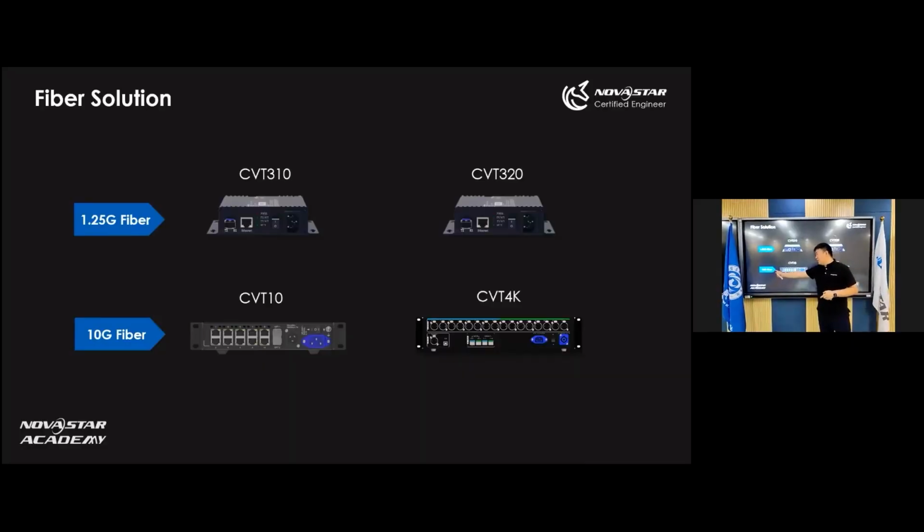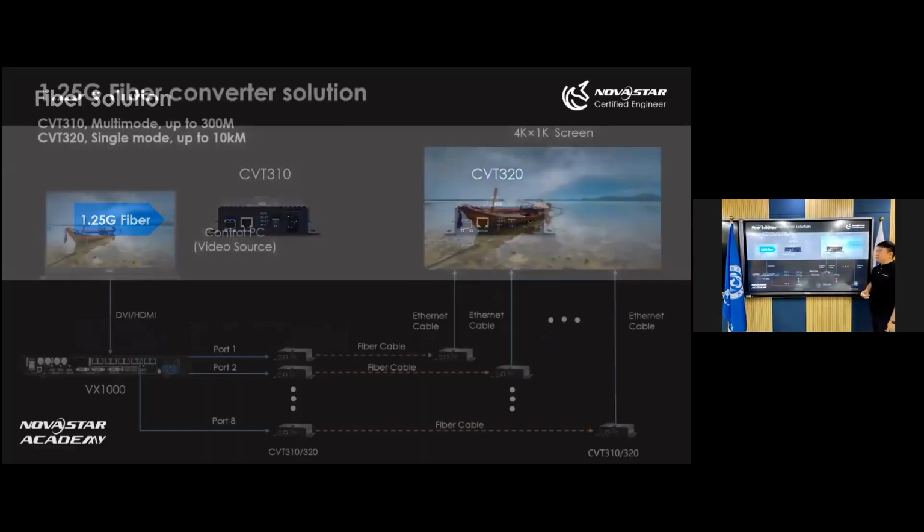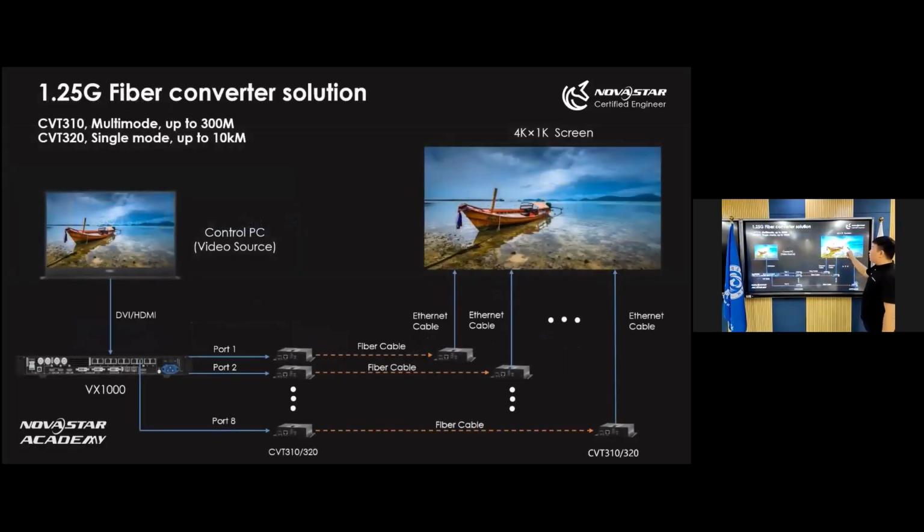And for the 10G fiber, we now have two models. One is CVT10, and another is CVT4K. So now we will see the system structure together. For example, now we have a 4K by 1K screen, right? We need to use at least 8 output ports to load the screen. So here I use a VX1000 as a sending controller, and I use port 1, port 2, up to port 8 to load the screen. And if we use 1.25G fiber solutions, then we need one for receiving and one for sending, and this will be used for every output port.